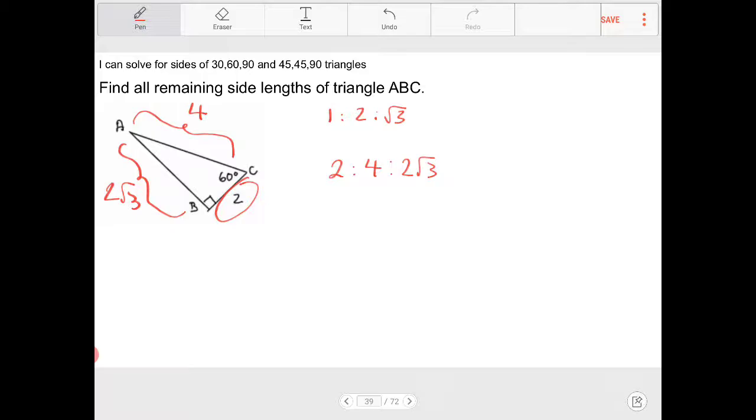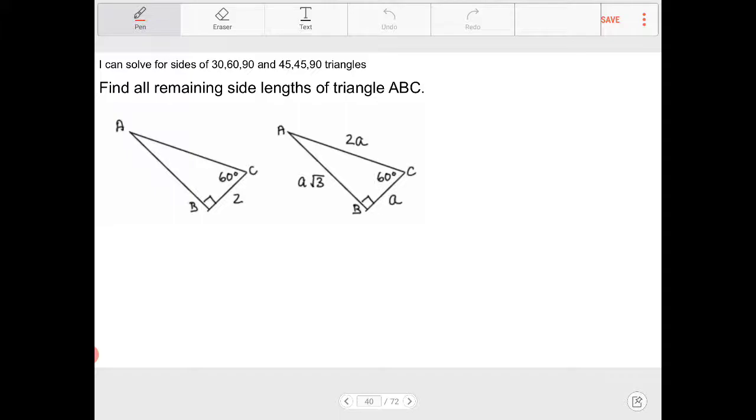Let's try this again. Another way of looking at it, okay? This is the shorter leg, this is the longer leg, this is our hypotenuse. So a here corresponds with 2. So if a is 2, then the other sides must be 4 and 2 radical 3.